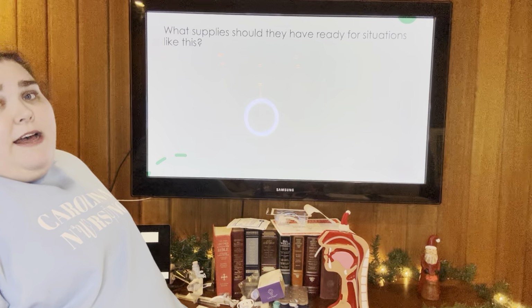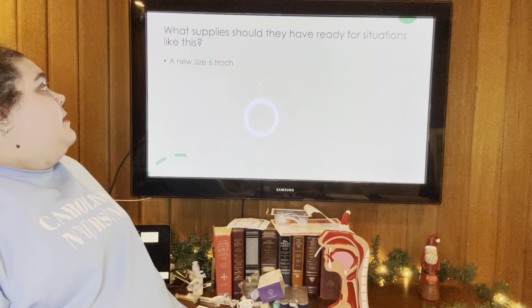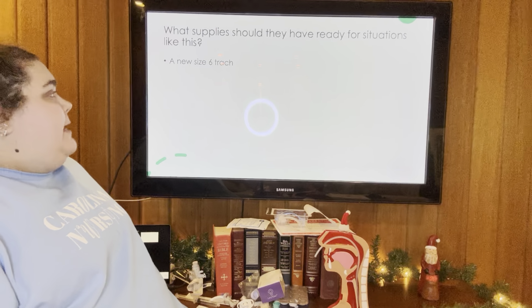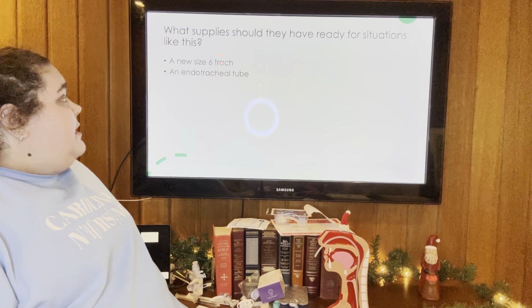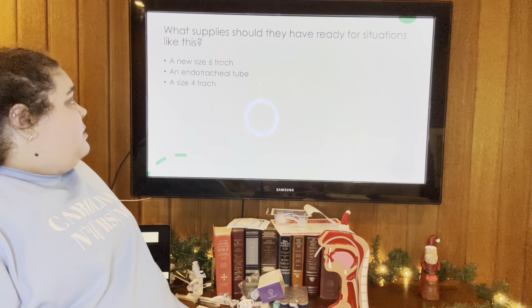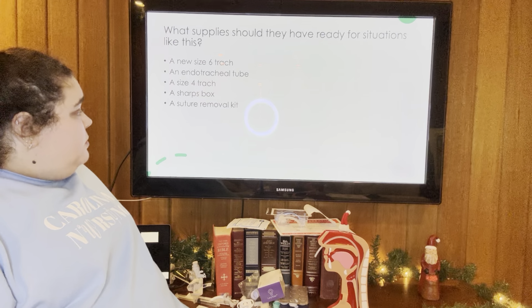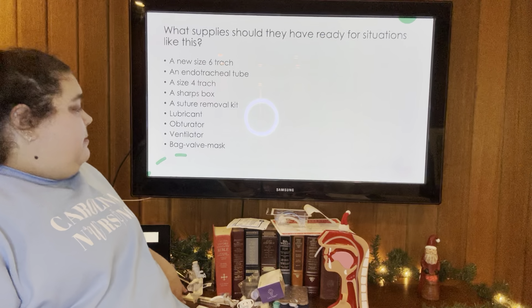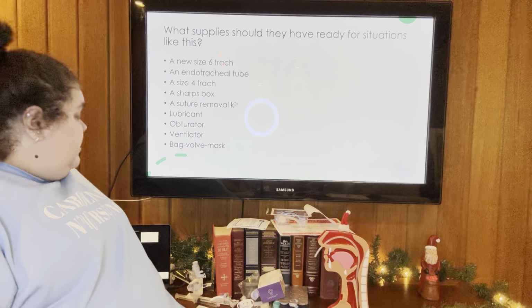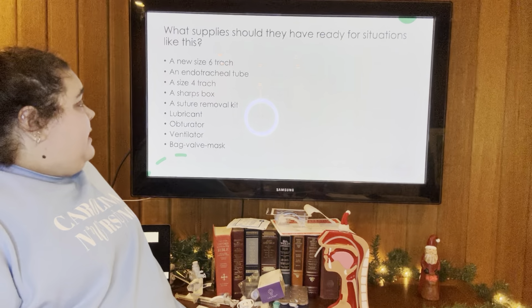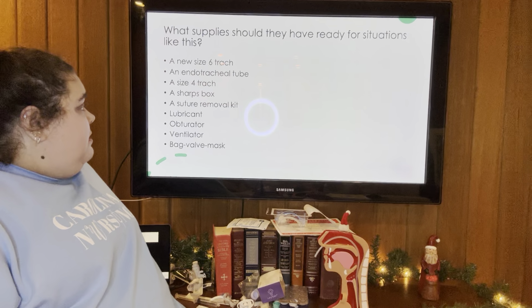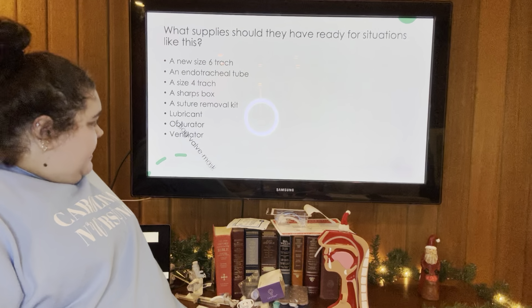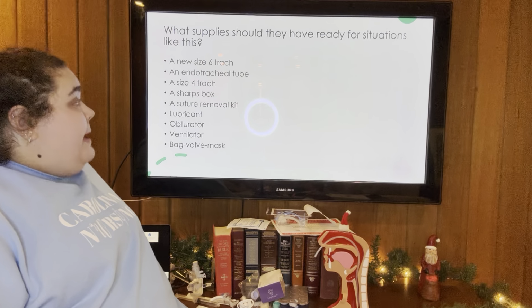What supplies should they have at the ready for situations like this? Out of this list, we're going to select the ones that we want at the bedside. We have a new size 6 trach, an endotracheal tube, a size 4 trach, a sharps box, a suture removal kit, lubricant, an obturator, a ventilator, or a bag valve mask. We're going to want the new size 6 trach, a new size 4 trach, the lubricant, the obturator, and the bag valve mask, not the ventilator.